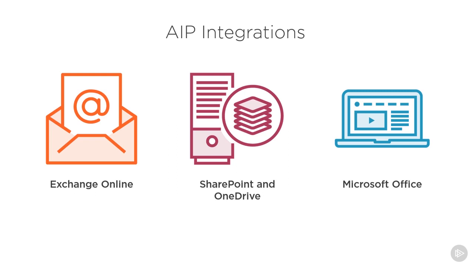And finally, Microsoft Office applications also integrate with AIP. There's an Azure Information Protection client that can be installed, and a plugin will be added to the various applications in Microsoft Office so that labels can be applied and protection can be enabled for documents that are being created by those applications.